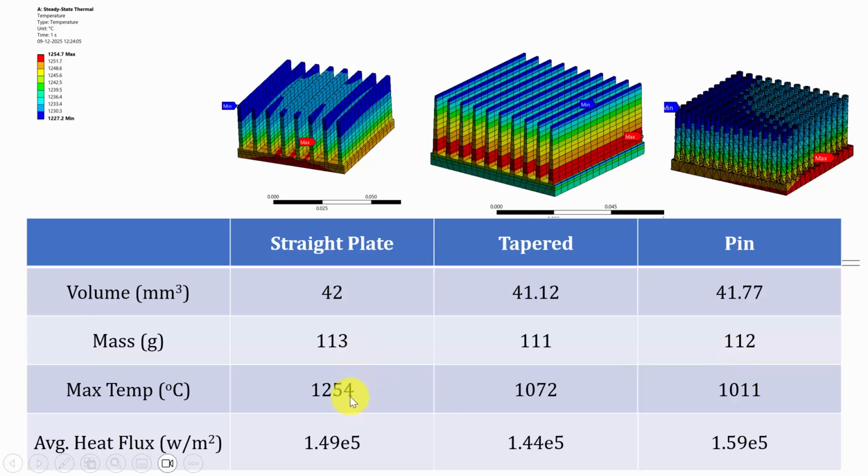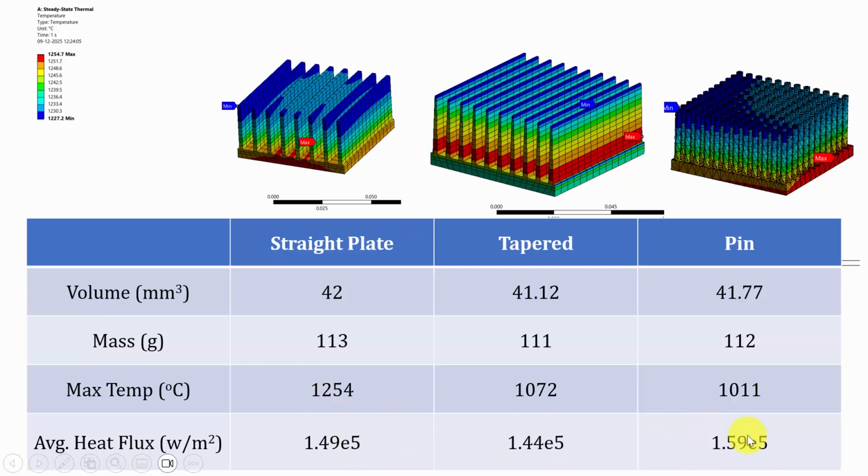Comparing the maximum temperature, for a good heat sink the maximum temperature should be low and the average heat flux should be high. The maximum temperature is high in the straight plate, slightly low in the tapered, and very low in the pin fin. Comparing the heat flux also, the heat flux is high in the straight plate, low in the tapered, and good in the pin.